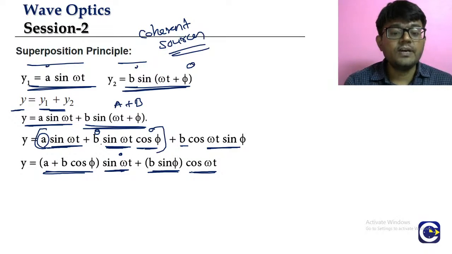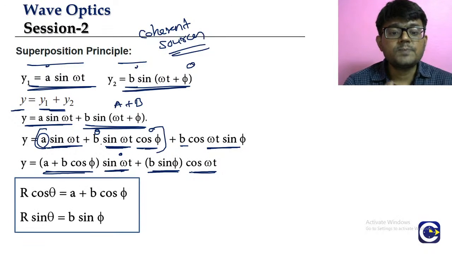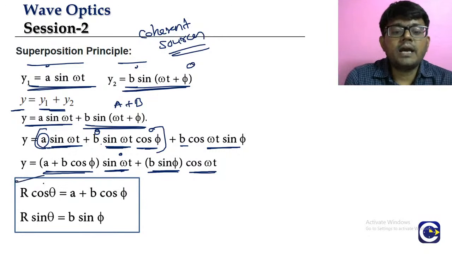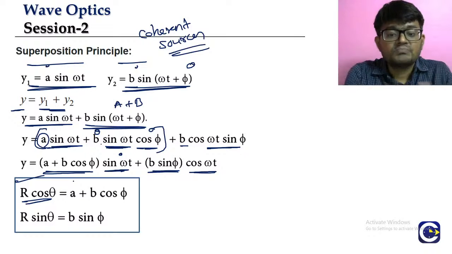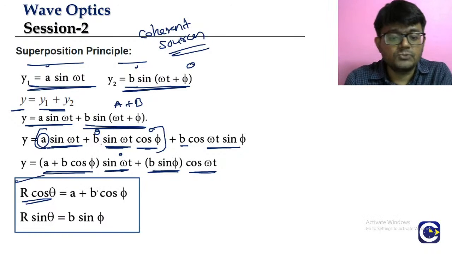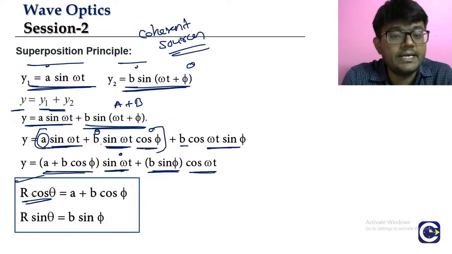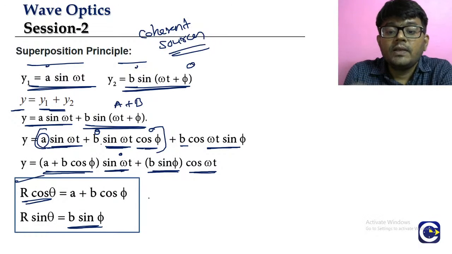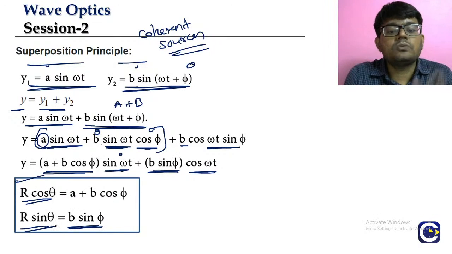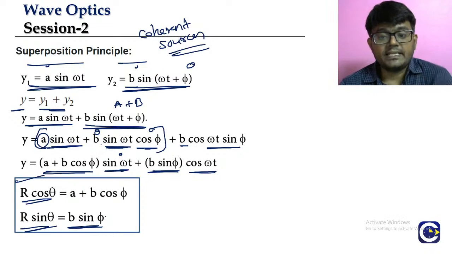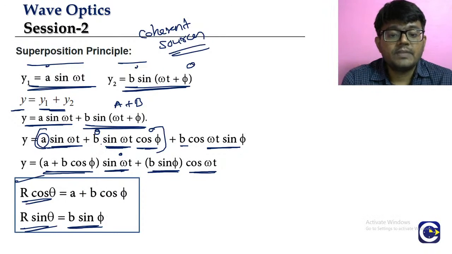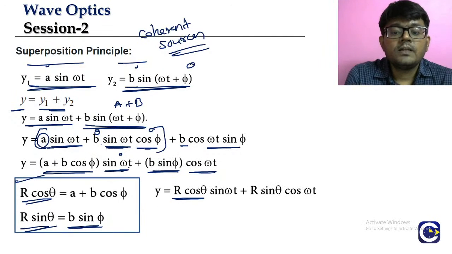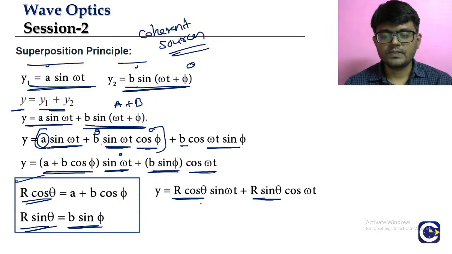How? If we are able to express a plus b cos phi as some r into cos theta, we will see the importance of this r. So we can write a plus b cos phi as some r cos theta, and b sin phi as some r sin theta. If you write them like that, then you see what is going to happen. In place of a plus b cos phi we will get r cos theta. In place of b sin phi we will get r sin theta.